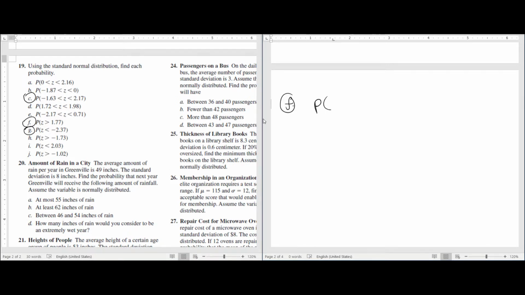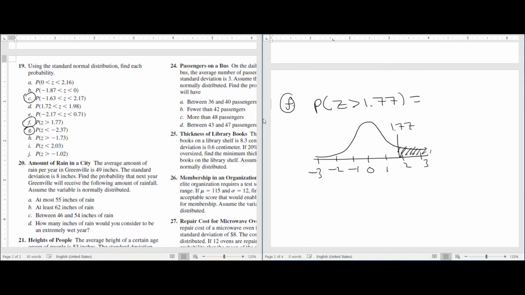So we want the probability that z is greater than 1.77. So we're going to draw the curve. 0, 1, 2, 3, negative 1, negative 2, negative 3. We want 1.77 here, and we want to the right, since we want greater than. So since we want greater than, you need to do 1 minus the probability of less than. Remember that the table gives you the less than automatically.